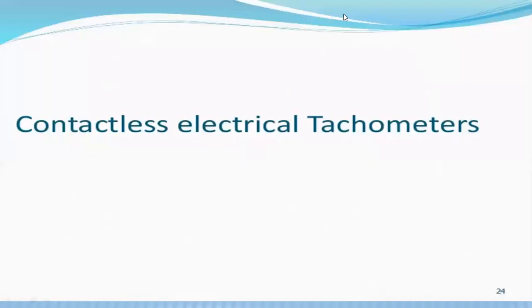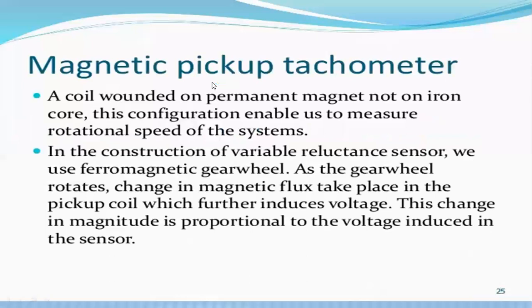And next one, non-contact type or contactless electrical tachometers. It is also known as non-contact electrical tachometers. Among the non-contact type of tachometers, one is the magnetic pickup tachometer. By using this magnetic pickup tachometer, we can calculate the speed of the device automatically, without contacting the object.